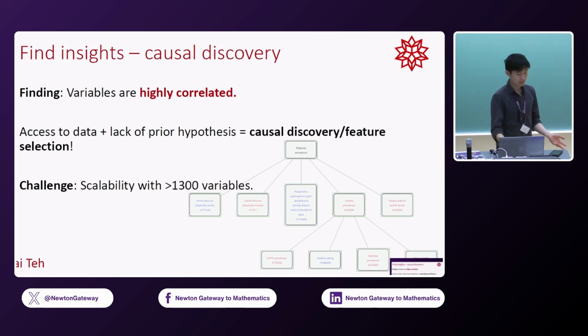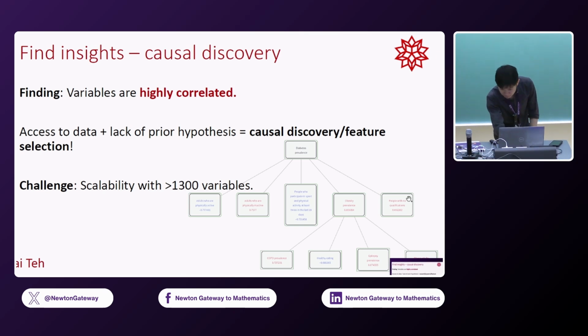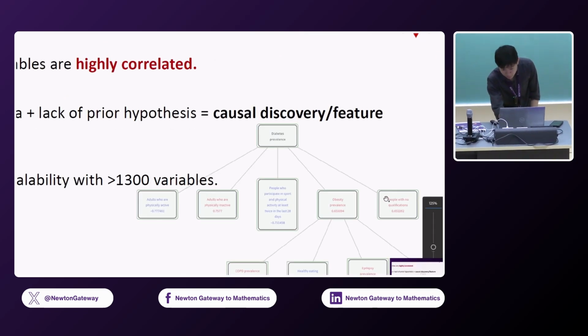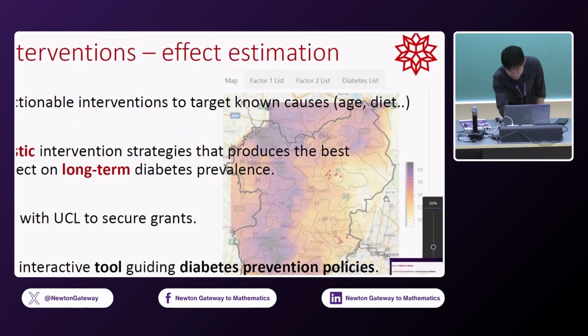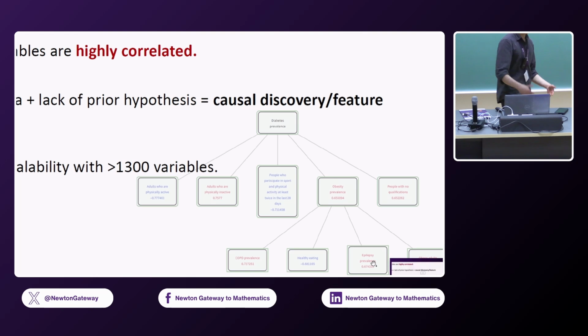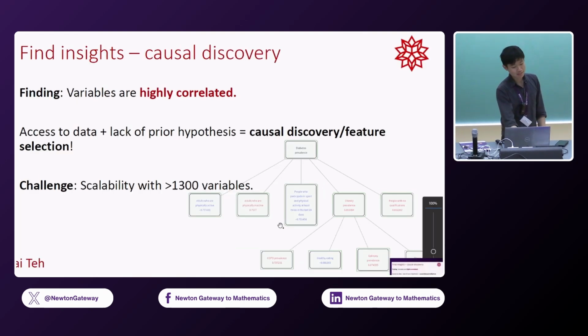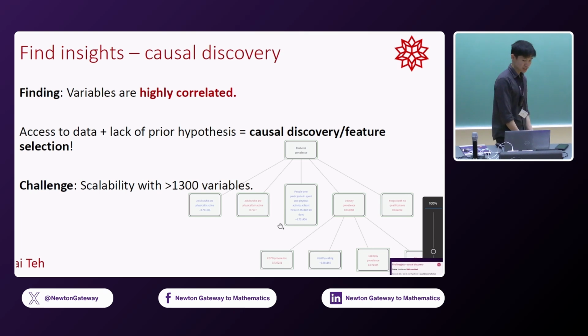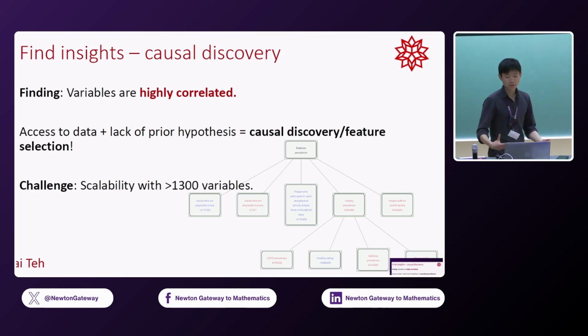But since we have access to the data and we don't have a good hypothesis on how, for example, variables such as people with no qualifications relate with epilepsy prevalence, since you don't have a prior hypothesis on how they are related, we think that causal discovery is a good next step to extend the project to find an idea of the structure behind these variables.